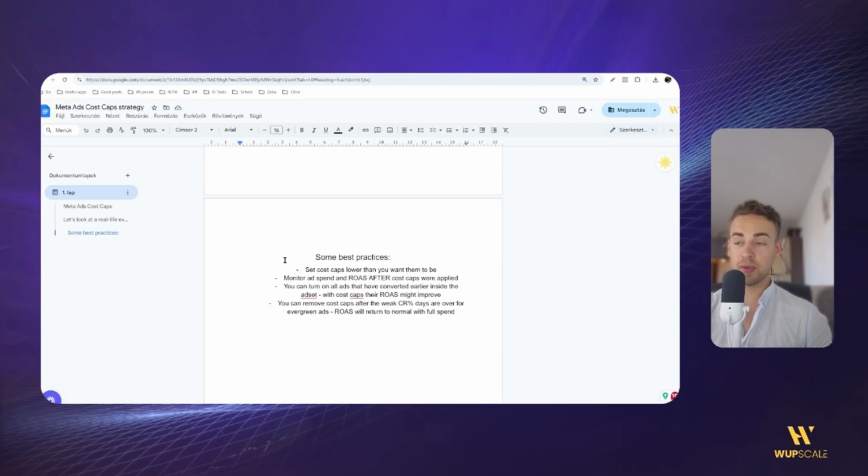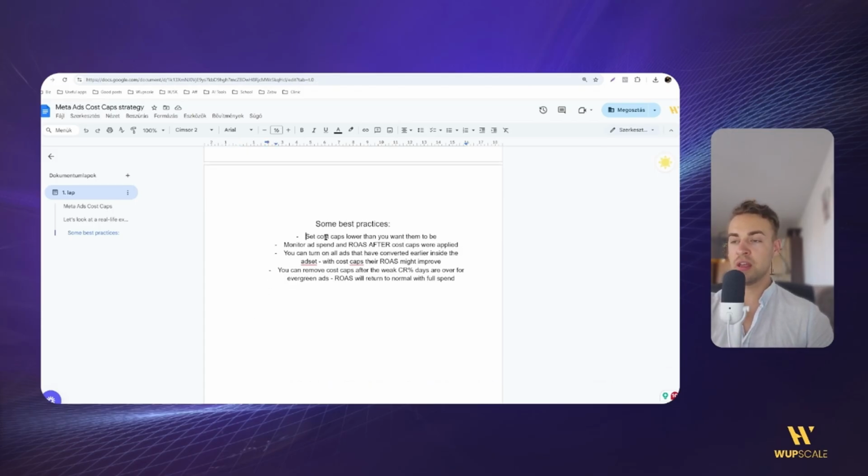Some more best practices that I wanted to share: set the cost caps at a lower level than you want them to be. So let's say I set them at $40. When I set it at $40, I knew that even if I'm getting purchases at $45, that would be decent. But in this case, it turned out even better.